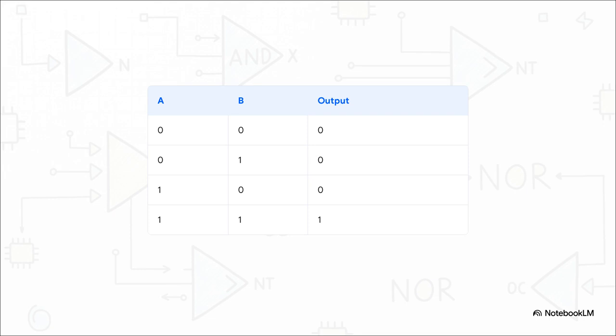It's basically just a cheat sheet that shows every possible input combination and what the output will be. And for the AND gate, it's crystal clear. You only get a 1 on the output when input A and input B are both 1. Every other combo, you get a 0.